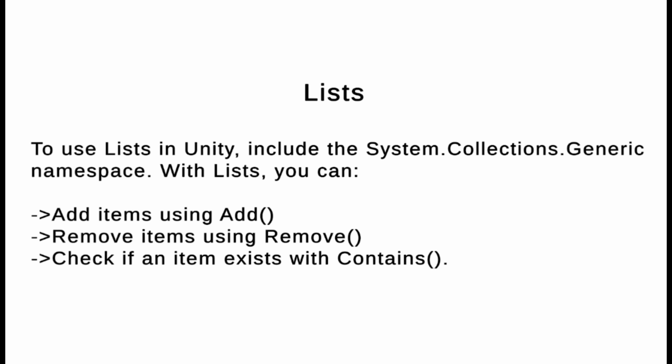To use lists in Unity, include the System.Collections.Generic namespace. With lists, you can add items using the Add method, remove items using the Remove method, and check if an item exists with the Contains method. Now, see the example script for lists.